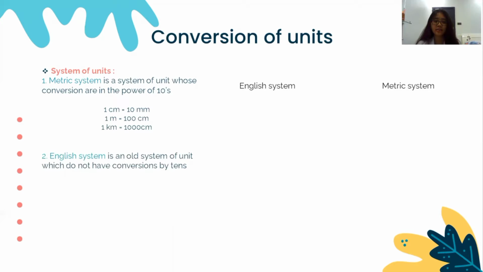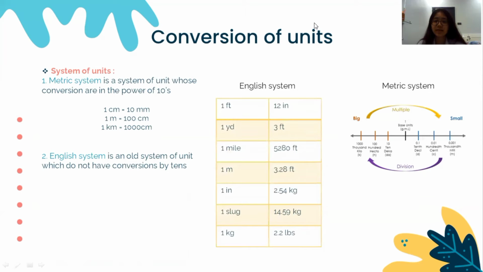It's an old system of units which does not have conversions by tens. Here are the examples of metric system and English system. These following are the units of English system. 1 foot is equal to 12 inch, 1 yard is equal to 3 feet, 1 mile is equal to 5,280 feet, 1 meter is equal to 3.28 feet, 1 inch is equal to 2.54 centimeter, 1 slug is equal to 14.59 kilogram, and 1 kilogram is equal to 2.2 pounds.